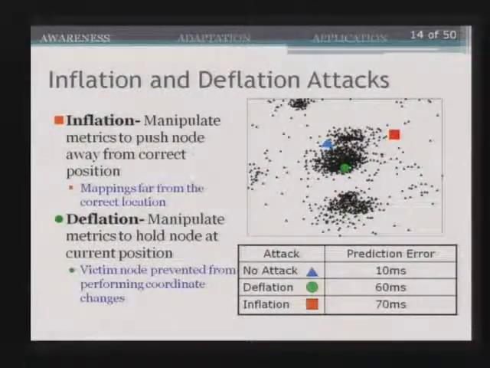Similarly, the deflation attack manipulates metrics to hold a node at its current position. Here we can see that the benign node is once again forced to be held at the origin of the coordinate system and has a prediction error of nearly 60 milliseconds, or 6 times worse than it did under the no attack scenario.